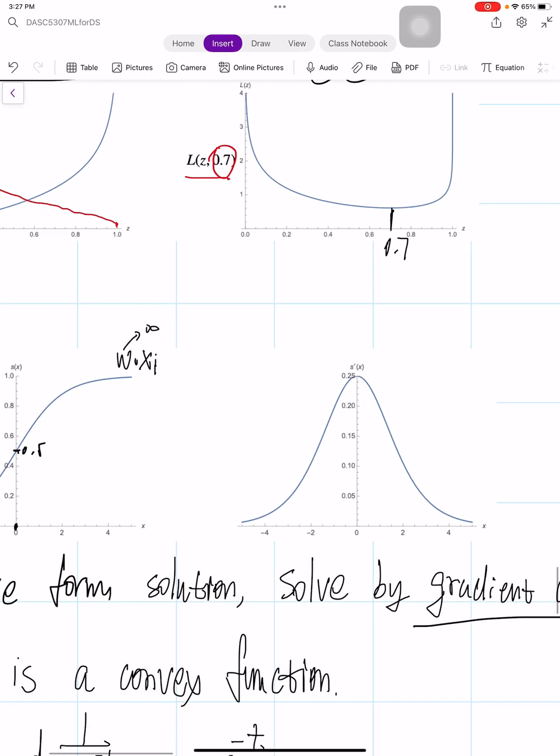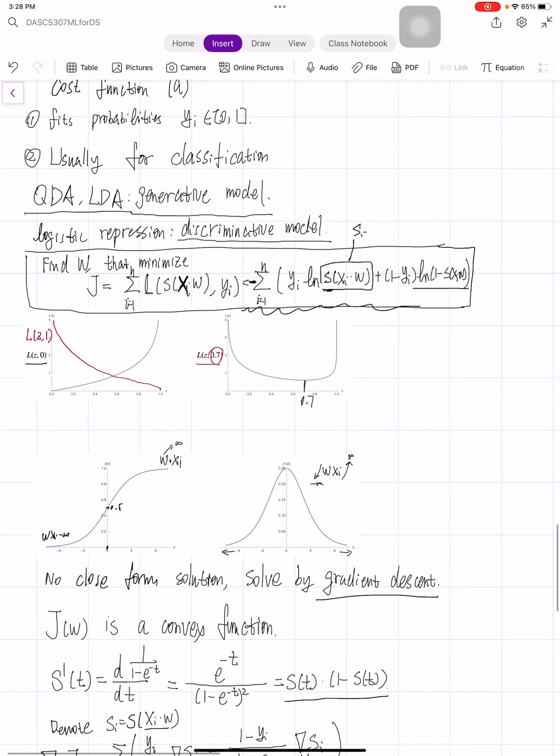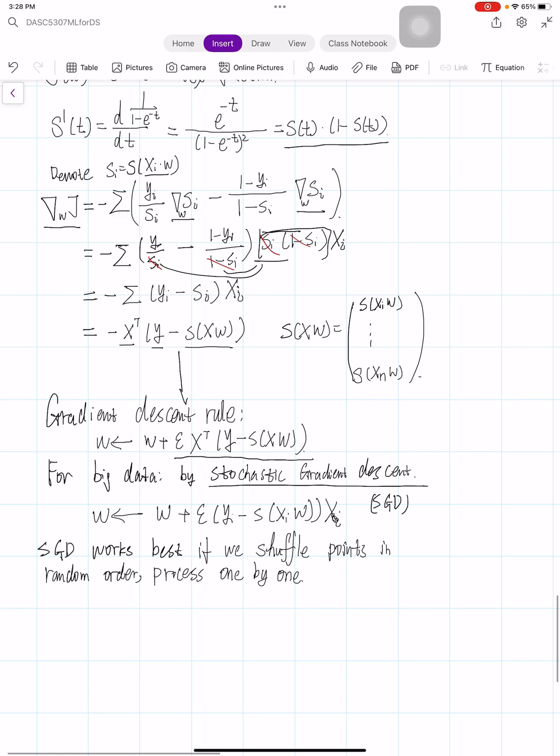Furthermore, if you check the derivatives here, if we make w xi increase to infinity or decrease to negative infinity, this will make the gradient go to 0. Therefore, logistic regression always separates linearly separable points. I think that's about the linear logistic regression. That's all I plan to cover today. Thank you.